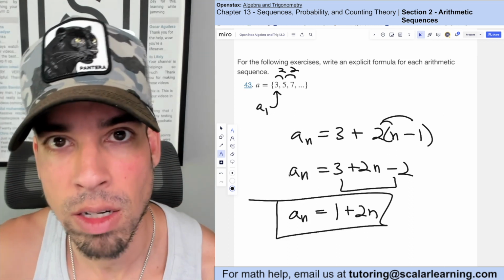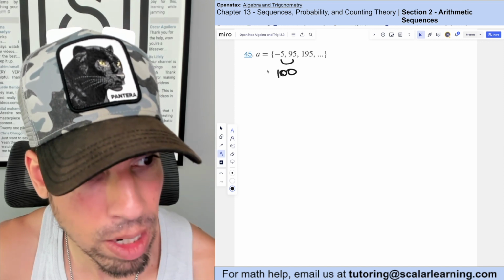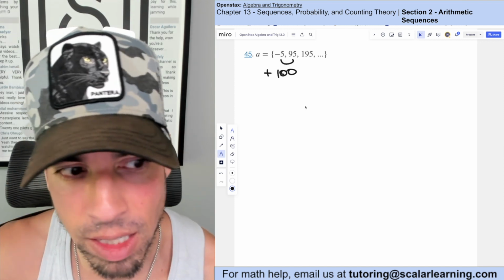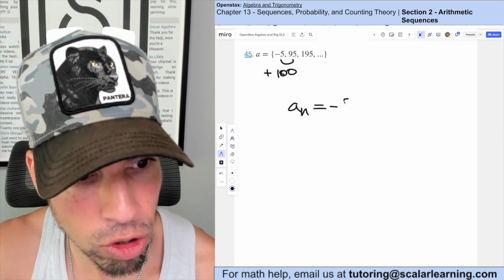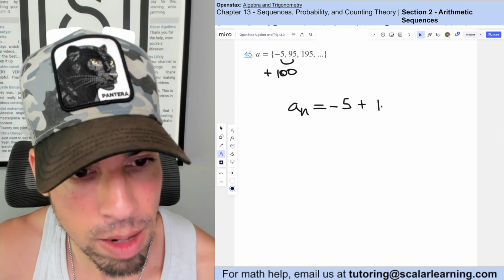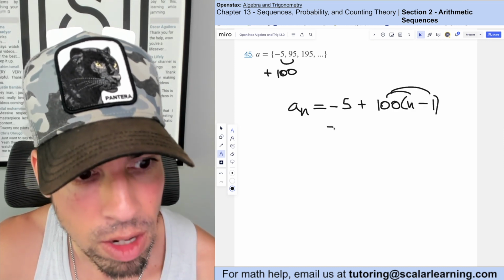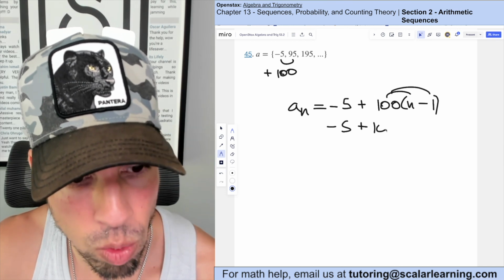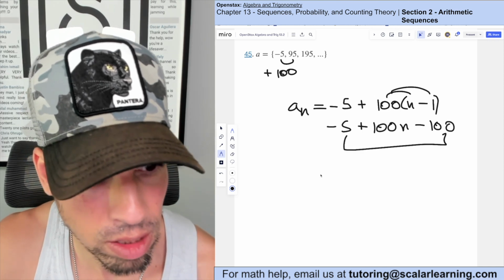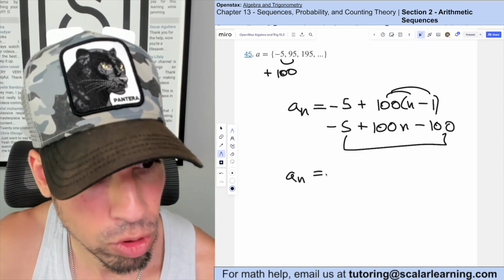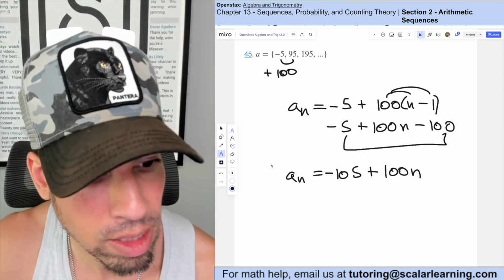Boom, done. For this one, it looks like the common difference every time is 100. So it's adding by 100 each time. And my first term is negative 5, which means my explicit formula is a sub n equals that first term, negative 5, plus my common difference times n minus 1. Now we can distribute and simplify. So that's negative 5 plus 100n minus 100. So combine these two guys together and we get a sub n is equal to negative 105 plus 100n. That's how you do it.